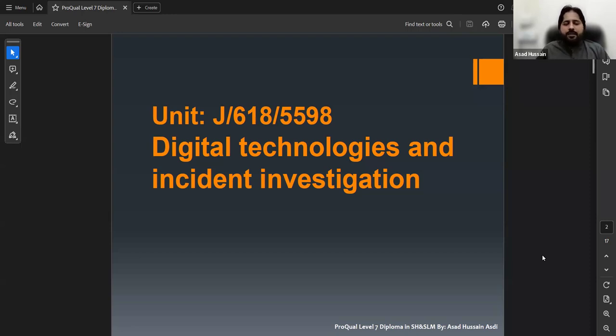or accident. So the unit consists of 7 learning outcomes and 23 assessment criteria. So if the candidates who are doing this qualification are aiming to achieve this unit pass, they have to pass all the assessment criteria of this unit. Like if they want to complete this unit, they have to complete all the 23 assessment criteria.